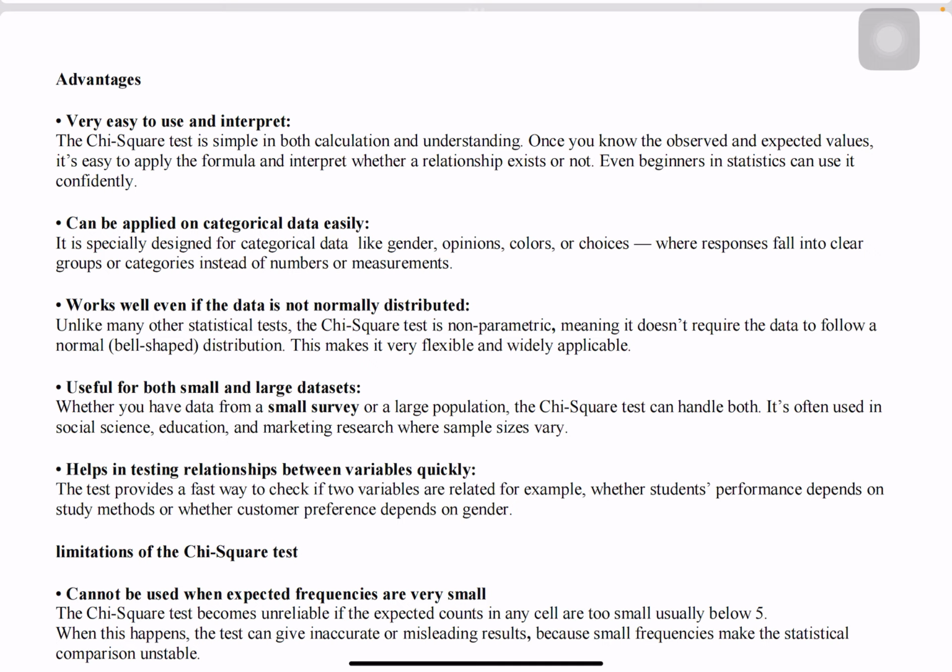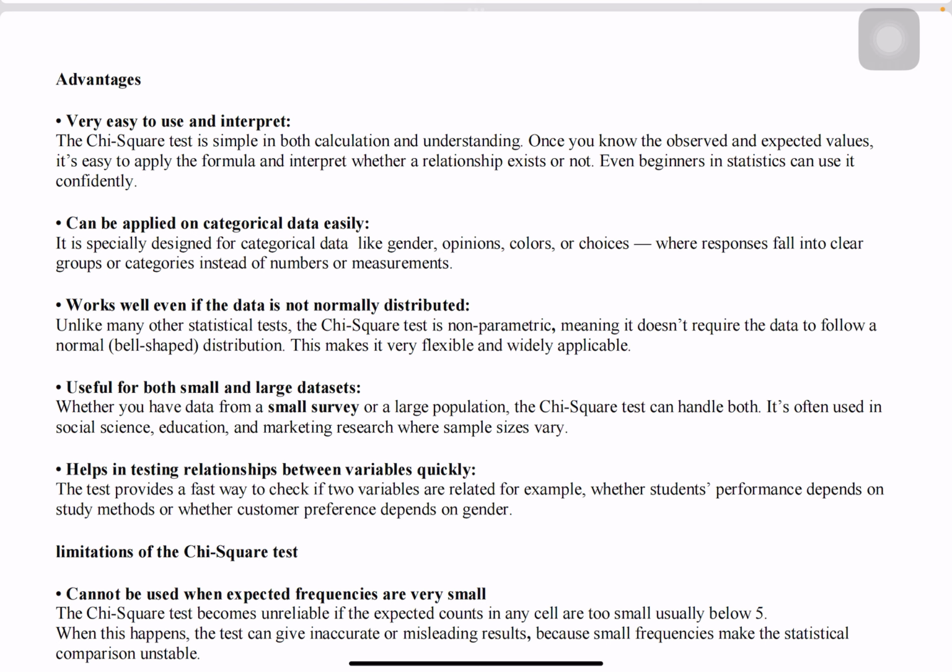Works well even if the data is not normally distributed. Unlike many other statistical tests, the chi-square test is non-parametric, meaning it doesn't require the data to follow a normal bell-shaped distribution. This makes it very flexible and widely applicable.